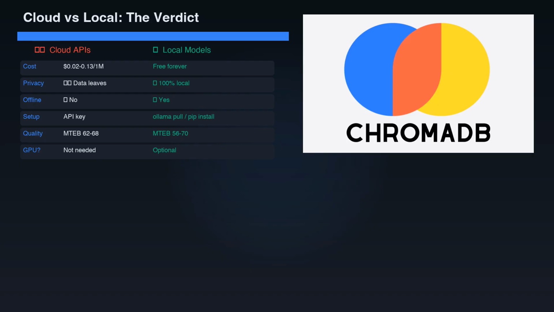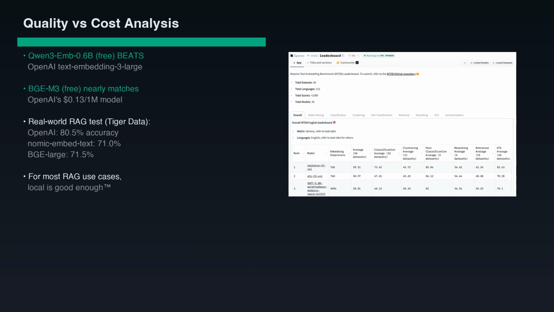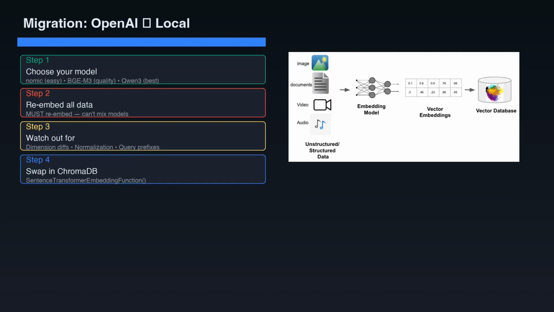When should you still use cloud? Zero-setup scenarios, massive scale without managing GPU clusters, cutting-edge quality needs, or specialized domains like legal search with Voyage AI. When should you go local? Privacy-sensitive data, cost at scale, where embedding 10 million documents costs $130 with OpenAI versus $0 locally, offline environments, and when you want full control.